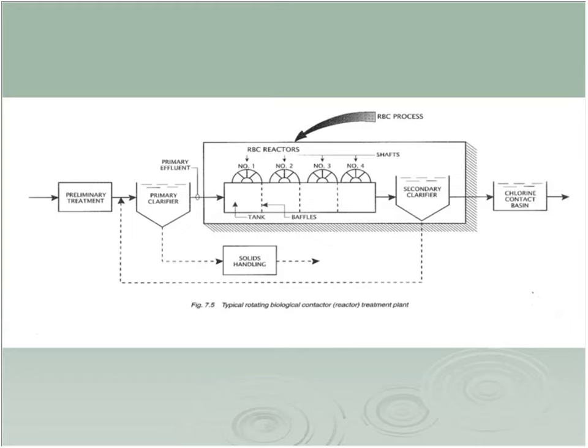Yeah, typical setup. We've got our preliminary treatment, our primary clarifier, and then we go through our RBCs. Typically, they'll have banks of four run in series. And then the sloughings from these, this is true of the trickling filter too, is going to go to a secondary clarifier, much like what we saw in the primaries. We have to remove those organisms at this point.